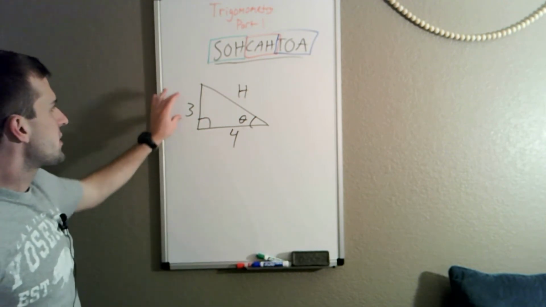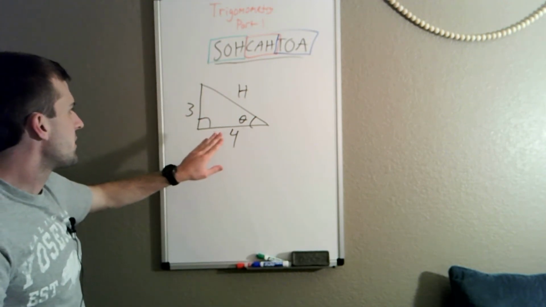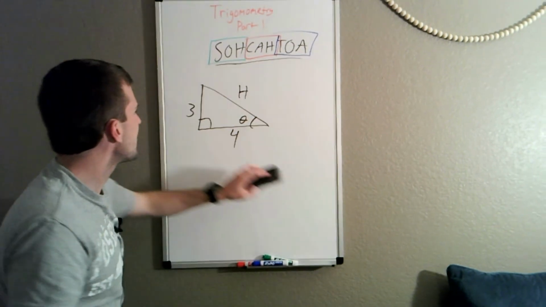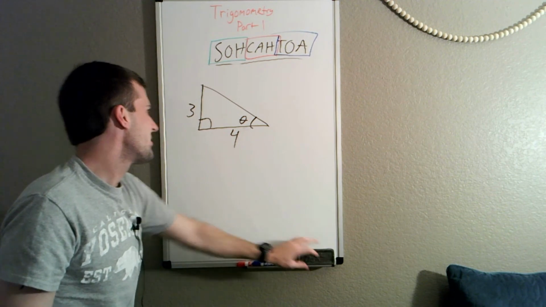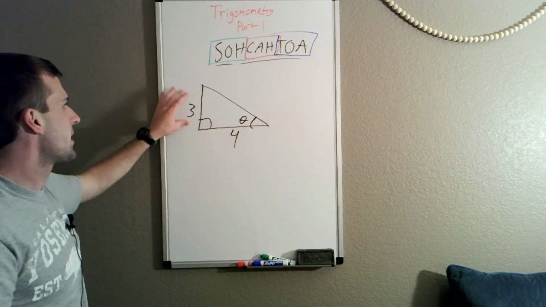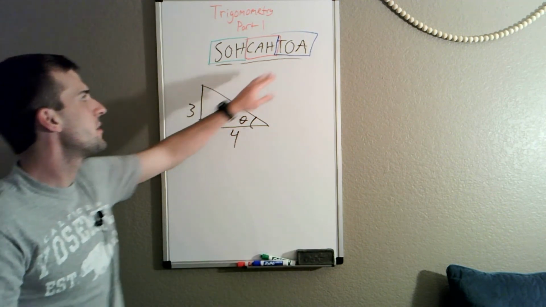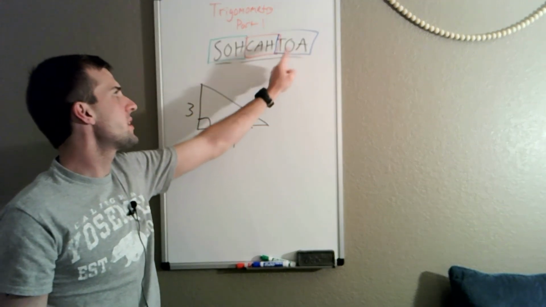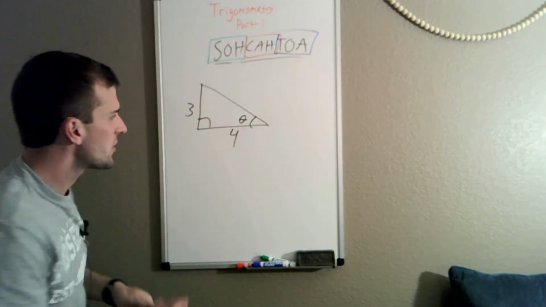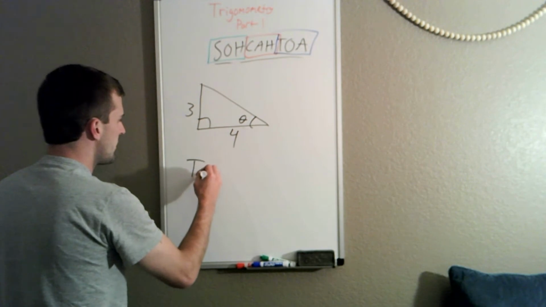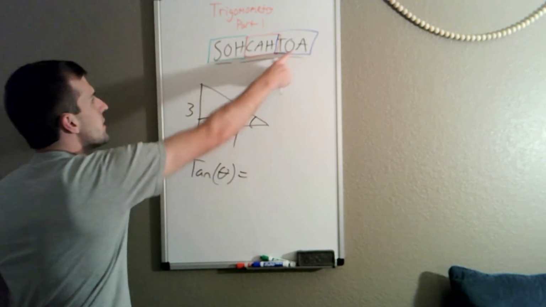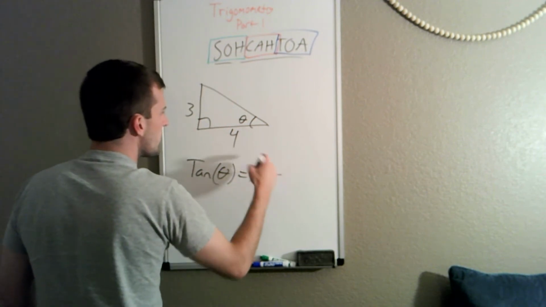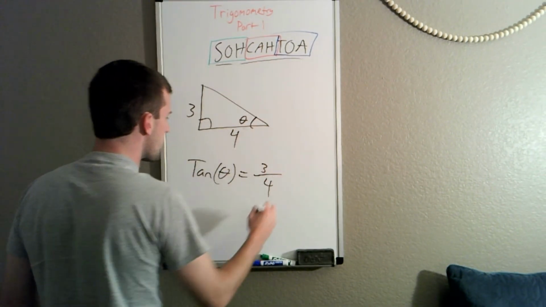So here we have the adjacent side. We're looking for the angle. So we have the adjacent side, the opposite side, and theta. The only one up here that has both adjacent and opposite is TOA, so we're going to use tangent. So tangent of theta is going to equal opposite divided by adjacent, so 3/4.